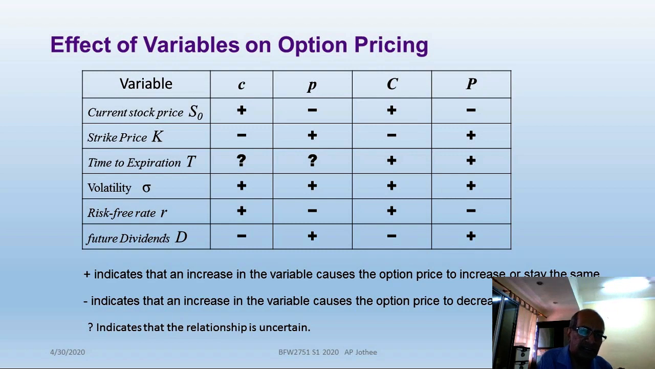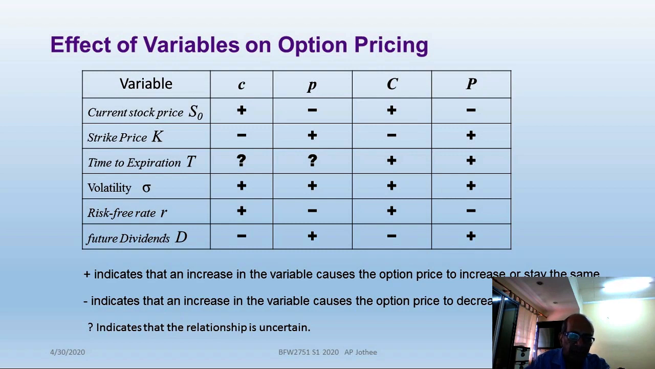What happens when there is an increase in these variables? What will be the effect on the call price or the put price of a European option? So looking at the first one, if the stock price increases, what happens to the call? You know very well the payoff for a call is ST minus K, right? ST should be more than K. If the stock price increases, then it should be giving you a higher return. So the call should be worth more.